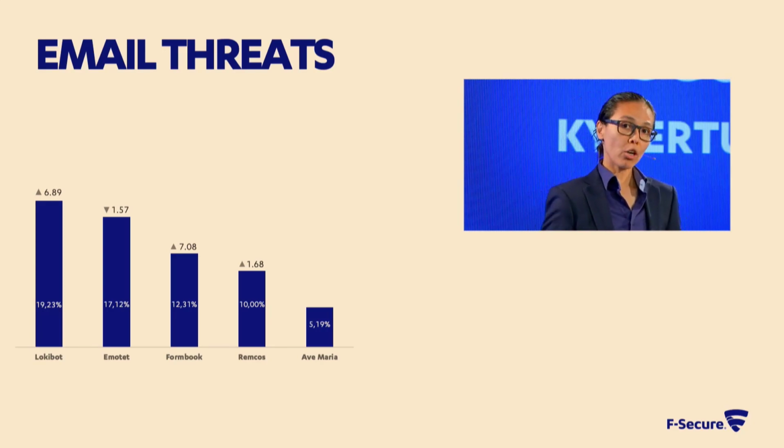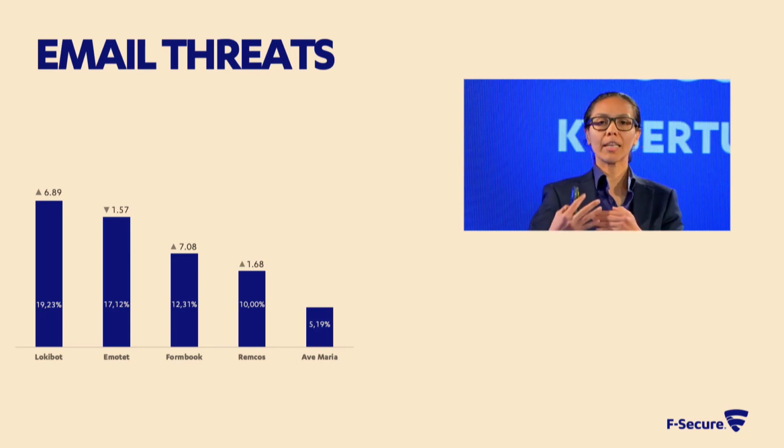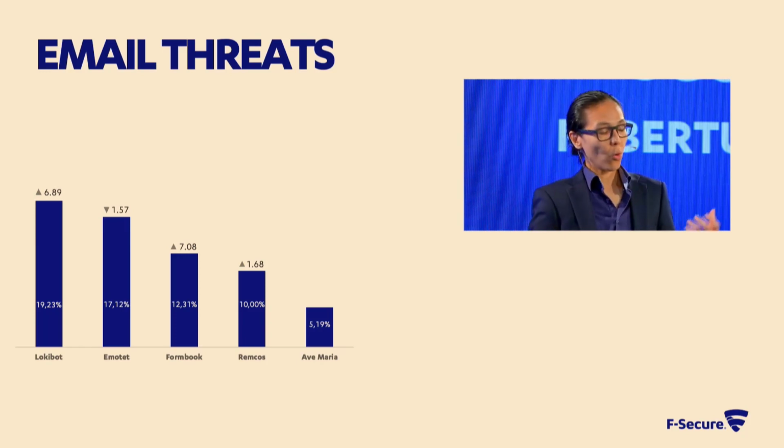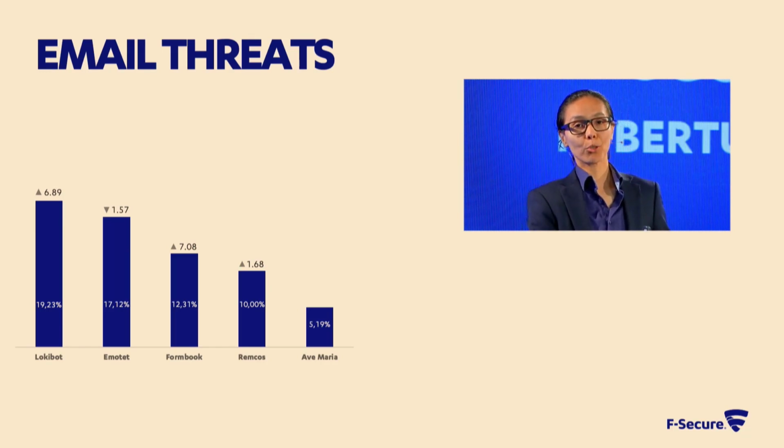And then we also have Remcos, which is a remote access Trojan. A remote access Trojan typically gives the attacker the capability to control the remote machine. And once they do that, Remcos also has the capability, like the other info stealers, to log keystrokes. And then finally, we have Ave Maria. So Ave Maria is a newcomer into the top 5 malware spam threats. And Ave Maria is also a fast-rising info stealer, which, like the others, also has the capability to steal browser credentials, among others.